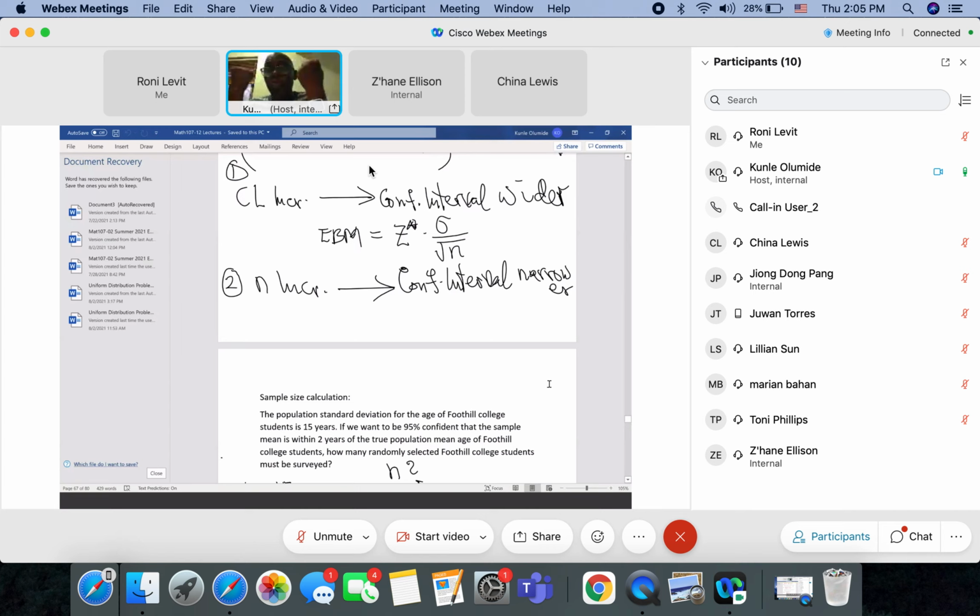Can somebody read that question? The population standard deviation for the age of Foothill College students is 15 years. If we want to be 95% confident that the sample mean is within 2 years of the true population mean age of Foothill College students, how many randomly selected Foothill College students must be surveyed?